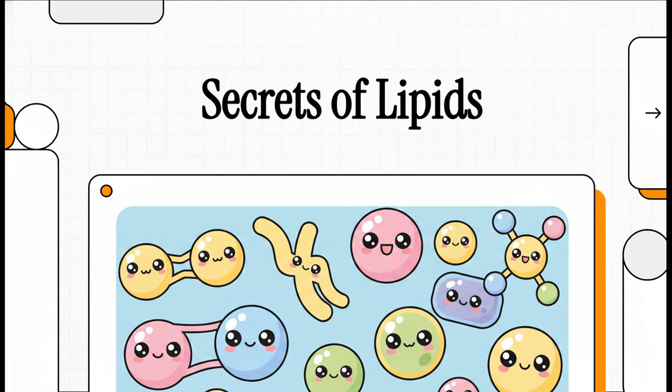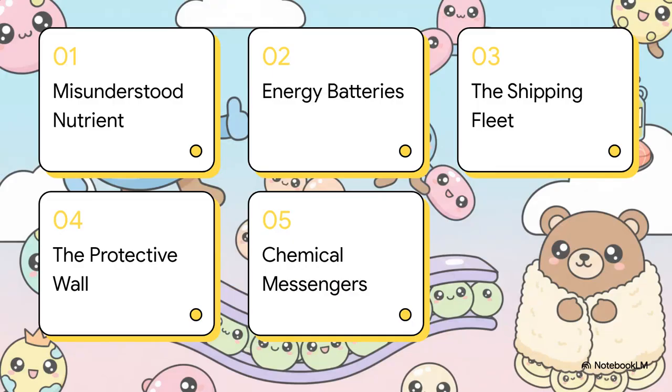Welcome to The Explainer. Today, we're going to totally flip the script on one of the most misunderstood words in the dictionary, fat. For decades, lipids have been treated like the ultimate bad guy, blamed for pretty much every health issue out there. But in this explainer, we're stripping away that stigma. We're going to look at the sheer biological brilliance of these molecules, because honestly, without them, life as we know it simply wouldn't exist. To make sense of all this, we've broken it down into 5 key areas.